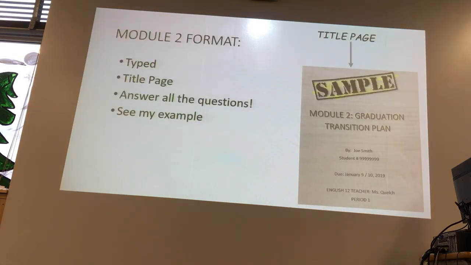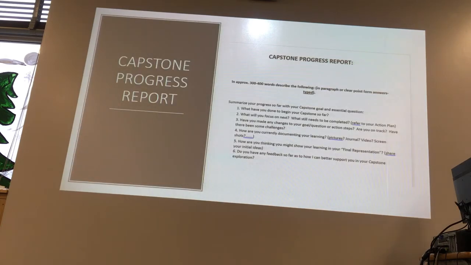So first of all, your project must be typed. It must be professional looking, okay? Answer all of the questions in there. Do a thorough job. Make sure that you edit your project for spelling and grammar and those little baby i's that should be capitalized, okay? All of those kinds of things. A clear title page. Page 2 is the capstone progress report. By the way, this is exactly the sample that's going around on the desks, and this example is also posted on the Moscrop website.